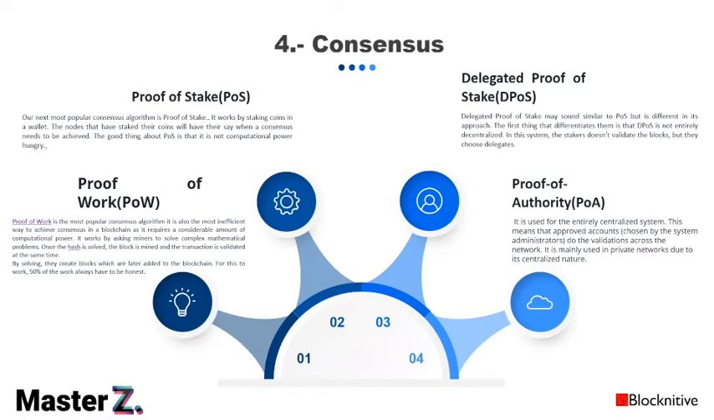And later on we have the delegated proof of stake that is similar to the proof of stake, and we have the proof of authority. It is used for an entirely centralized system. We call it a centralized system, but it's the private blockchain, as I explained before. This means that an approved account has to be chosen by the organization to do the validation across the network.